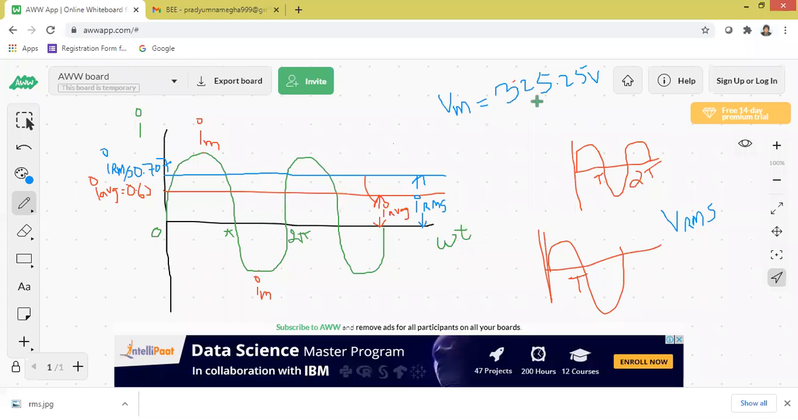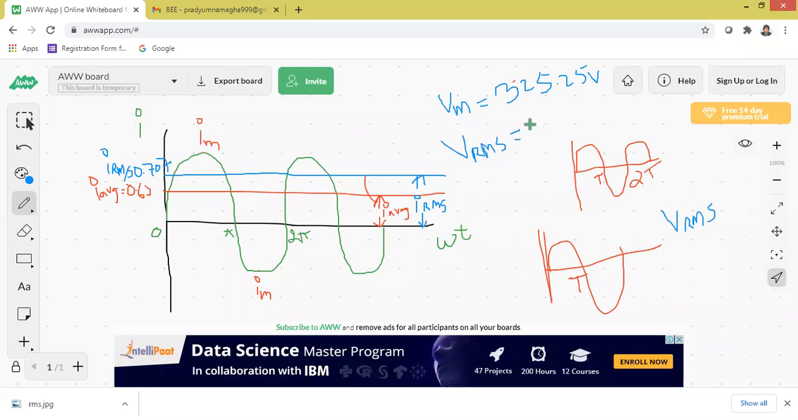Calculate the RMS voltage if the peak voltage or maximum voltage is, you see on the screen, peak voltage, how much have I given? 325.25. Anyone tell me the formula now? What is the formula for RMS voltage or RMS current? They have given a question on voltage or current? Voltage. So VRMS equal to, yes.